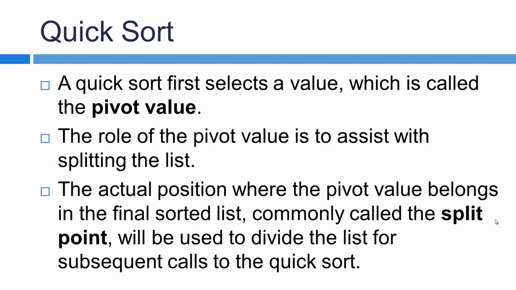Quicksort first selects a value, which is called the pivot value. The role of the pivot value is to assist with splitting the list. The actual position where the pivot value belongs in the final sorted list, commonly called the split point, is going to be used to divide the list for subsequent calls to Quicksort.